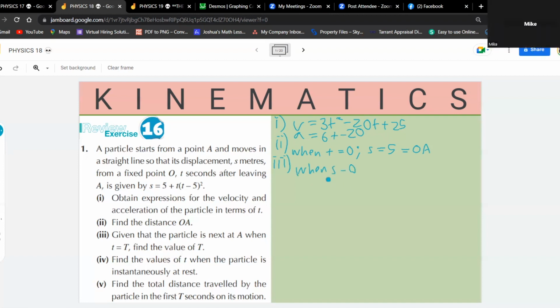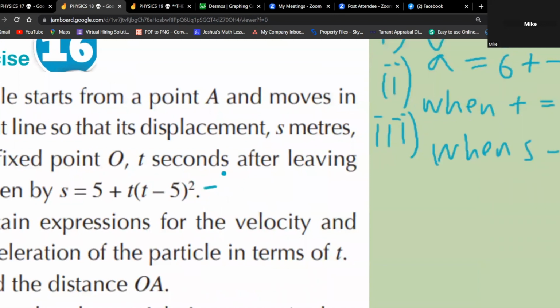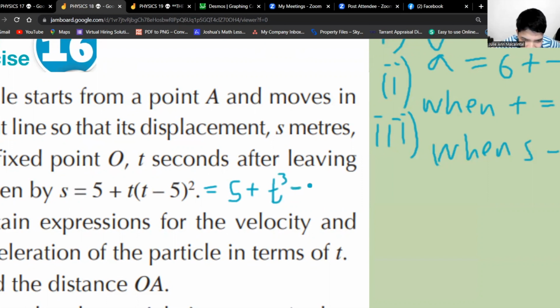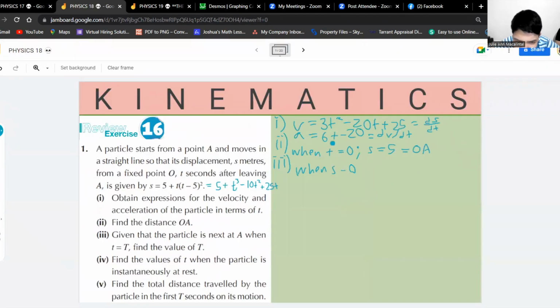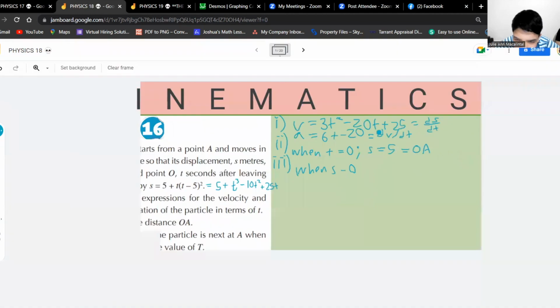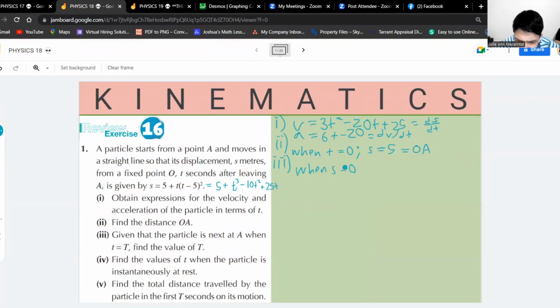Wait, how did you get the velocity? Did you expand it and then take the derivative, or did you use the product rule? Okay, 6t minus 20.